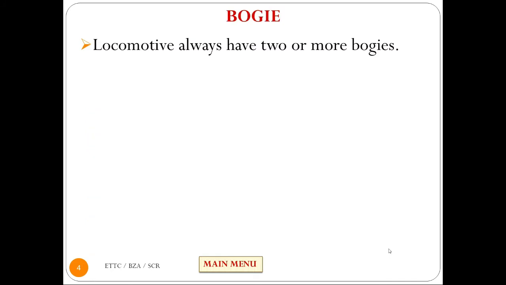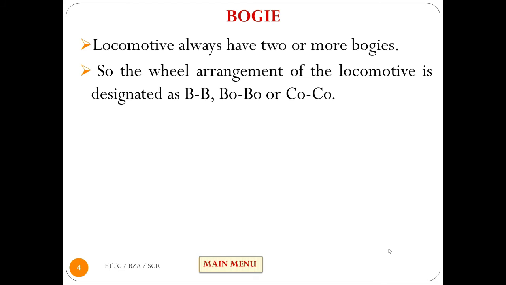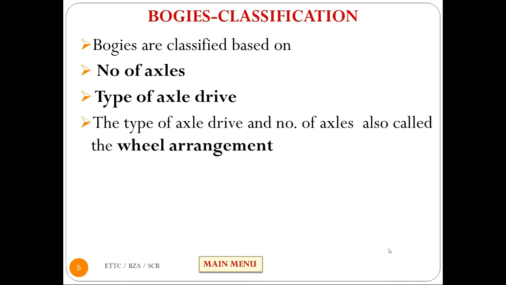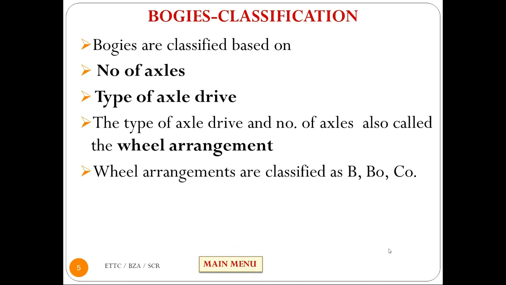Generally, a locomotive has two bogies, or it may have more bogies also. So the wheel arrangement of the locomotive is designated as BB, BO or CO. Bogies are classified based on the number of axles and the type of axle drive. The type of axle drive and number of axles is also called the wheel arrangement. Wheel arrangements are classified as B, BO, CO. This is the bogies classification.